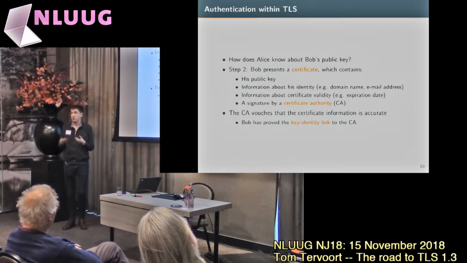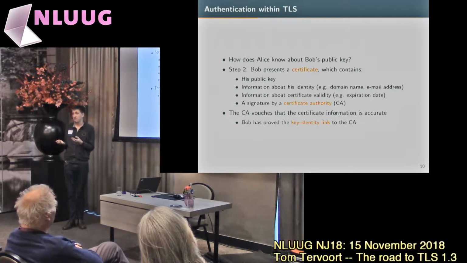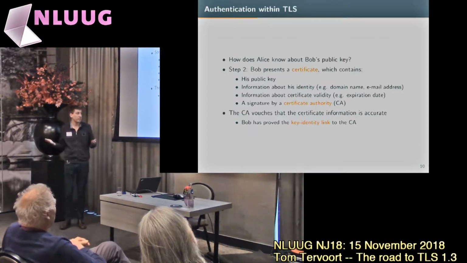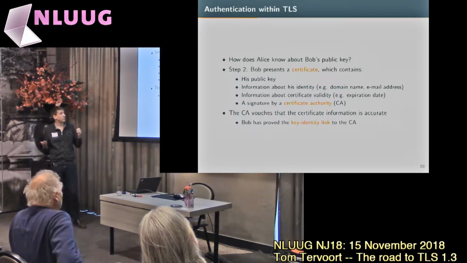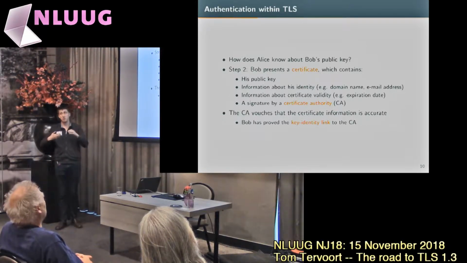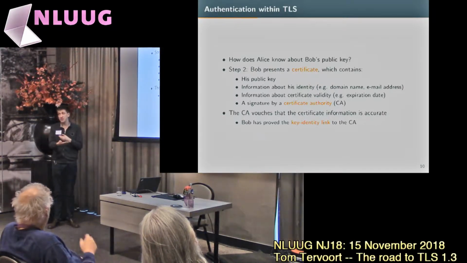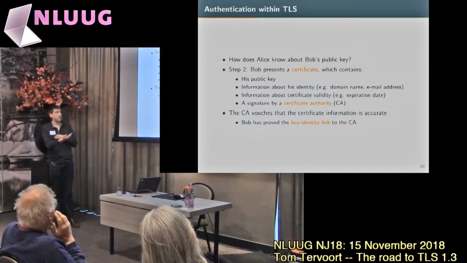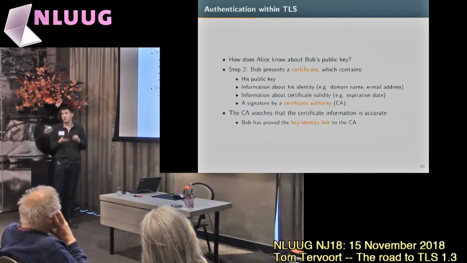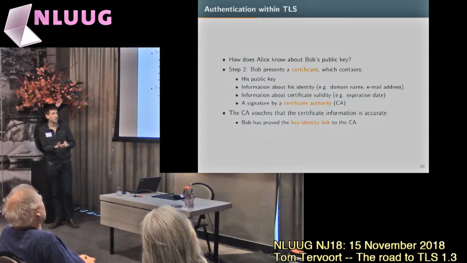Okay, so now you have a method to verify someone's identity if you know their public key, but then you need to know what their public key is. So in order to do this, Bob also presents a certificate. This certificate contains the public key. It contains some information about his identity. On the web, this is a domain name, for example, but it could also be an email address in S/MIME, or with different protocols, different types of identification could be chosen.